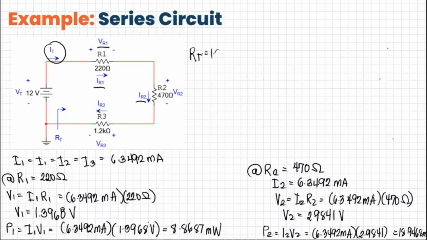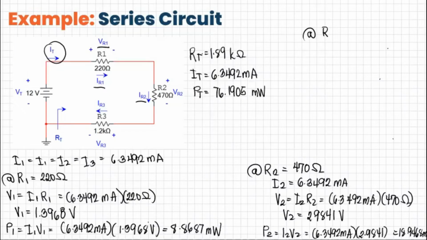Let's rewrite our totals. RT is 1.89 kilo ohms. IT is equal to 6.3492 milliamperes. And PT is equal to 76.1905 milliwatts. Let's continue with R3, which is equal to 1.2 times 10 raised to positive 3 ohms, or 1.2 kilo ohms.